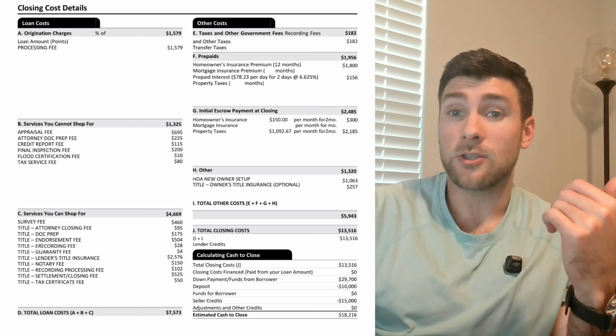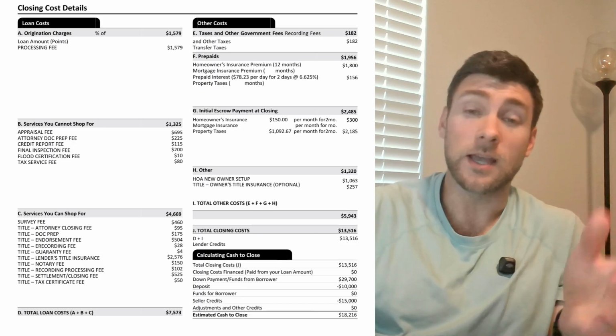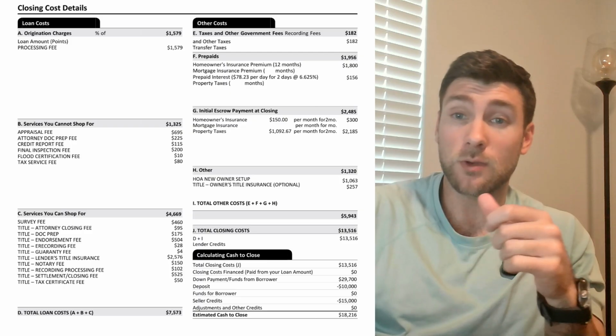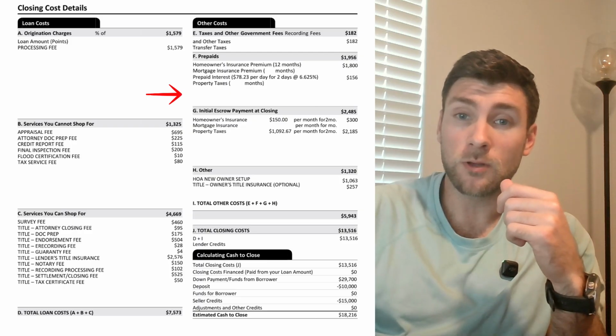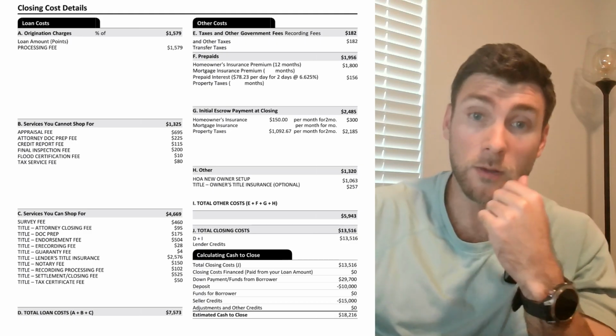It covers the charge to essentially record all this information into a database. Right, now Section F, prepaids. This is important also. In each of these sections, you can see the total of everything in that section at the top next to the bolded word as well.